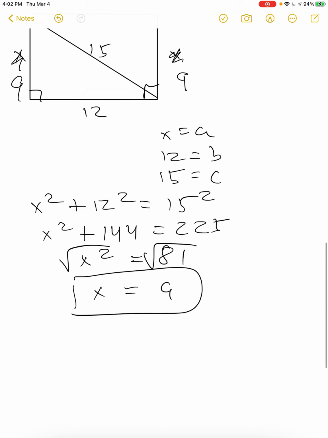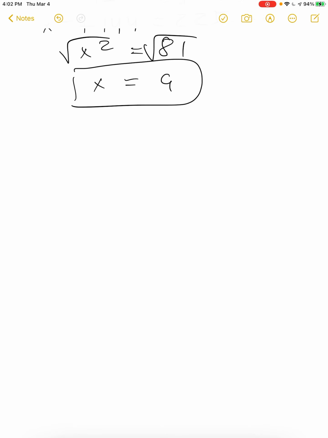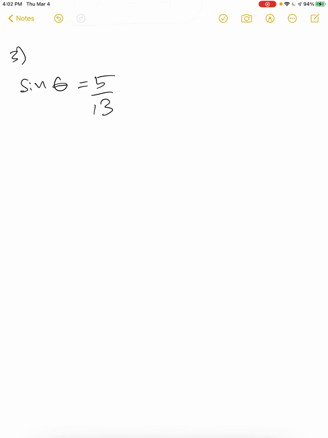So now let's look at example 3. Now let's look at a problem where we're given that the sine of theta is equal to 5 over 13. So we're starting to incorporate a little trick here, right? So now we have our right triangle with 5 over 13, right?